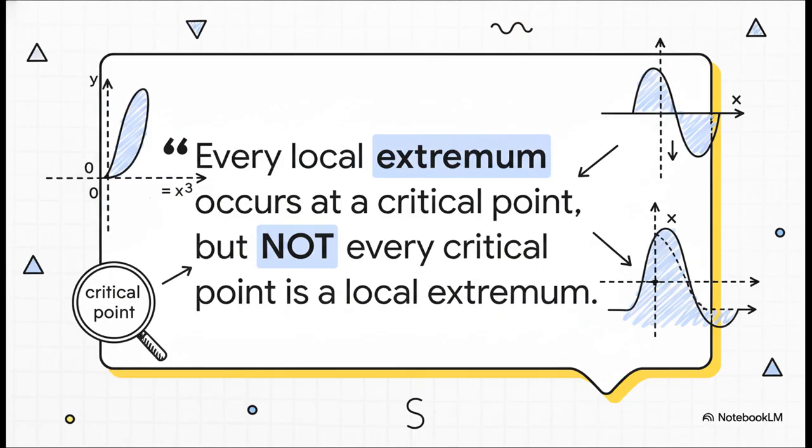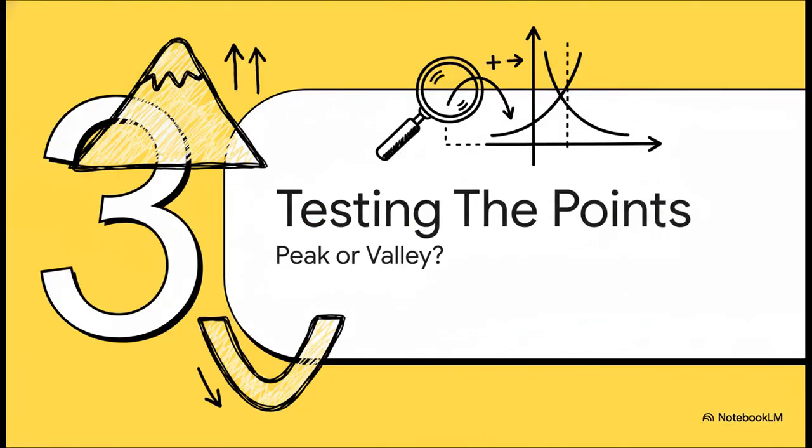And hey, here's a crucial heads up for our little expedition. Just because you find a flat spot doesn't mean you found gold. Take a look at the function f of x equals x cubed. Right at x equals 0, the slope is 0, so yeah, it's a critical point. But if you look at the graph, it's not a peak and it's not a valley. It's just a flat spot where the curve takes a quick breather before heading up again. So not every critical point is an extremum. Gotta remember that.